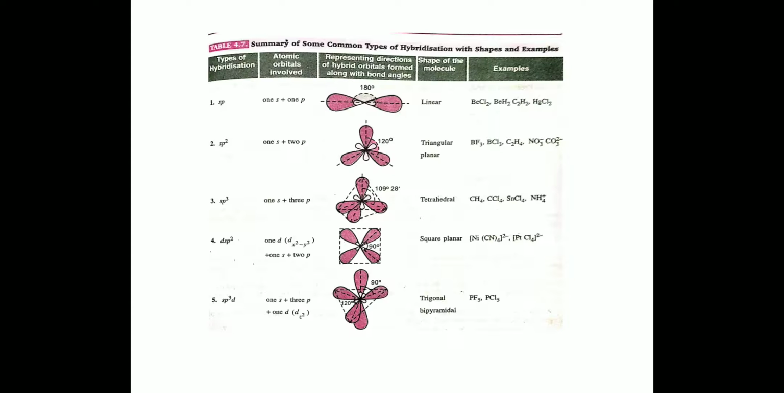Here you can simply read about the shape of the molecules resulting from the given hybridizations. Number six is sp3d2 or d2sp3. In this hybridization, one s orbital, three p orbitals and two d orbitals are involved, and the shape is octahedral. And lastly, sp3d3 hybridization. Here one s orbital, three p orbitals and three d orbitals are involved, and the shape will be pentagonal bipyramidal.